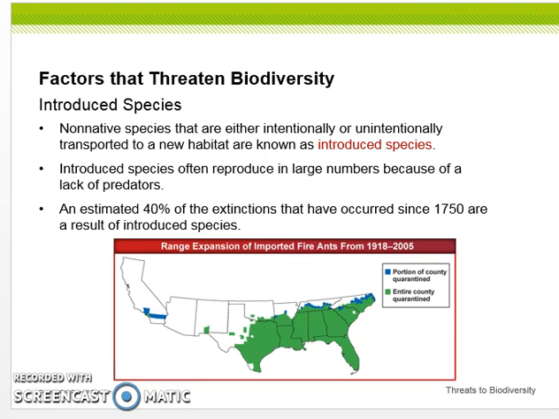Non-native species, or invasive species, that are either intentionally or unintentionally transported to a new habitat are known as introduced species. Introduced species often reproduce in large numbers because of a lack of predators. An estimated 40% of the extinctions that have occurred since 1750 are a result of introduced species.